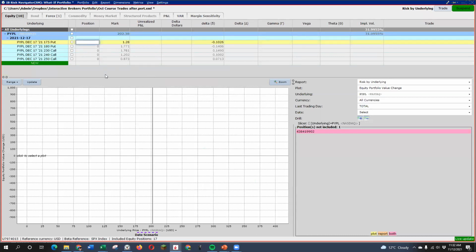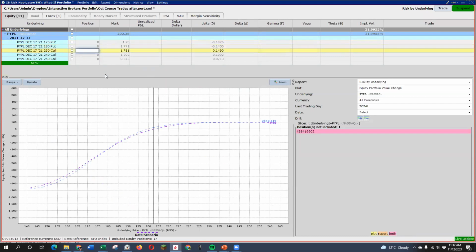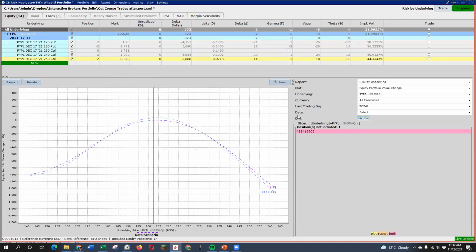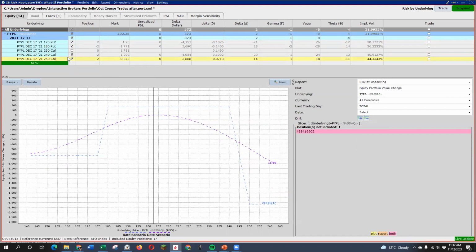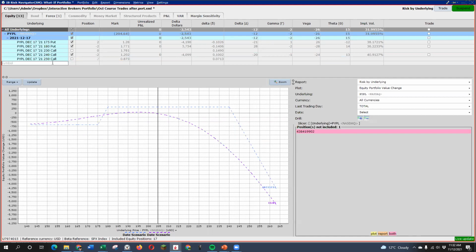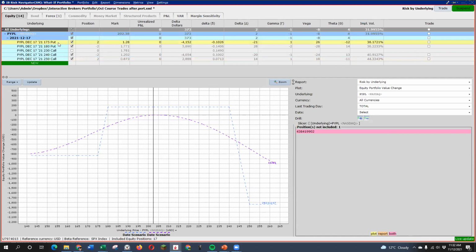If we're going to do a condor, we could do 2 put spreads and 2 call spreads. Let's see how that looks. I've gone too wide there. We didn't have 5-point wide strikes. So to even that out, we could either add the 170 puts and go 10 points wide, or we could do 4 contracts. Ends up being the same.